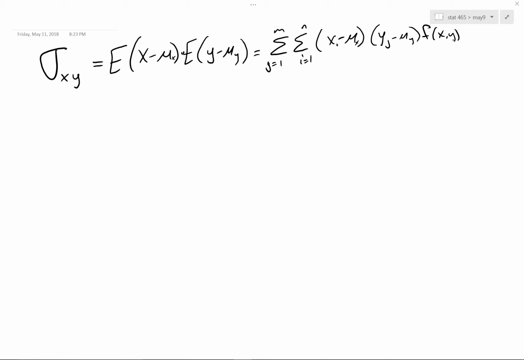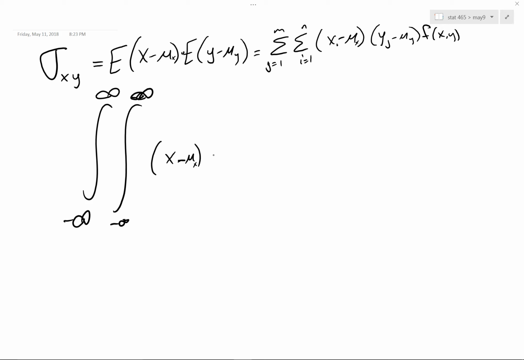Now, what would that look like if it was continuous? You know what it would look like if it was continuous. Don't be ridiculous. You're going to integrate over the entire region. And of course, it would be literally this: x minus mu x times y minus mu y, and then times your f of x and y. And then dx, dy, or dy, dx. Exactly like before.